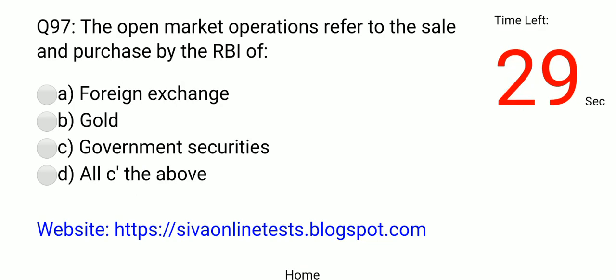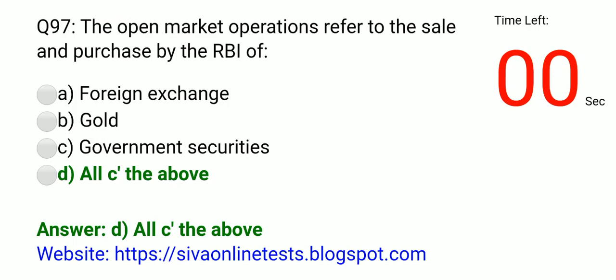Question 97. The open market operations refer to the sale and purchase by the RBI of. Options. A. Foreign exchange. B. Gold. C. Government securities. D. All of the above. Answer. D. All of the above.